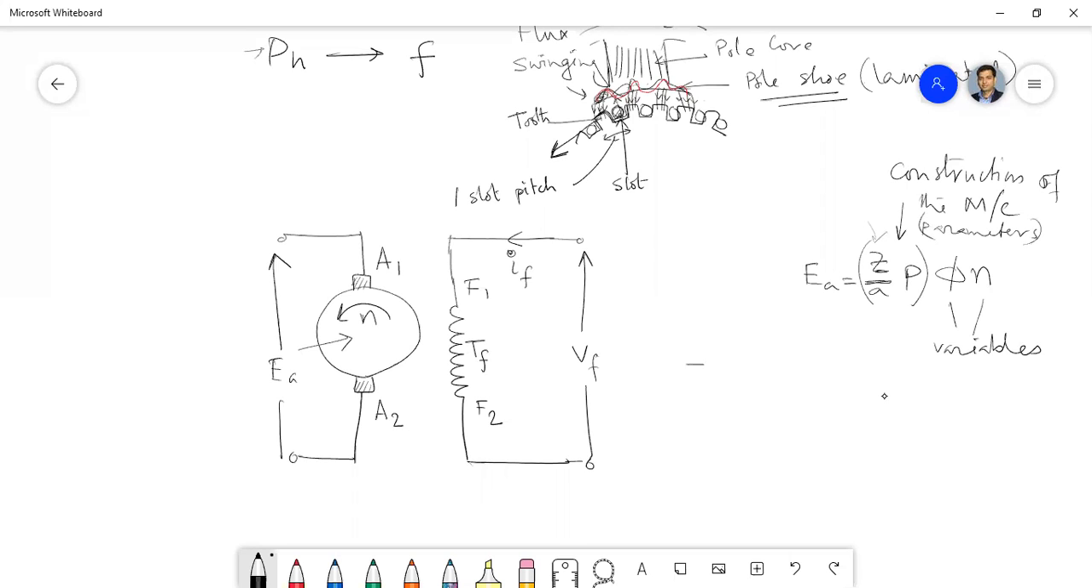So if TF is the number of turns in the field coil, and IF is the field current, then this is the MMF of the field. Field MMF will be TF into IF. For a transformer you use N for the number of turns, but here we should use T for the number of turns, because we have already used N for the revolution per minute. So this is the field MMF, and the flux is the MMF by reluctance.